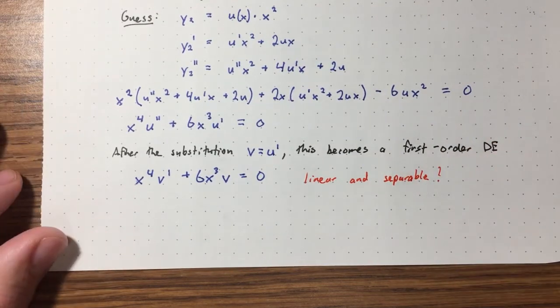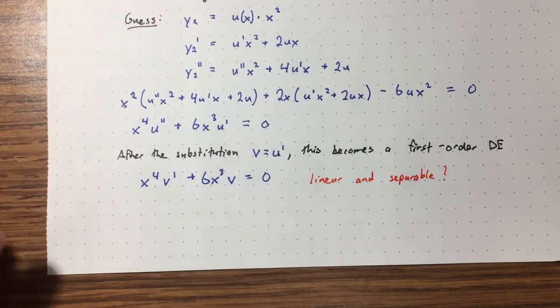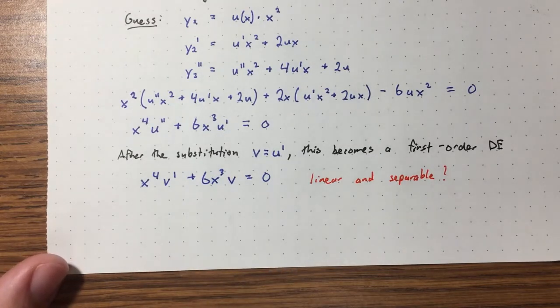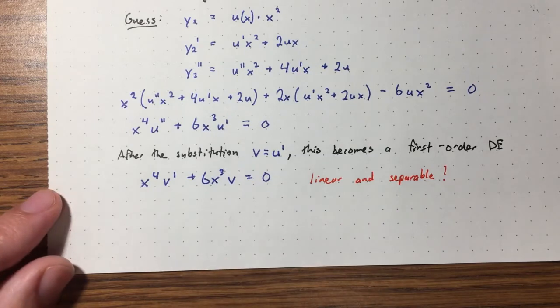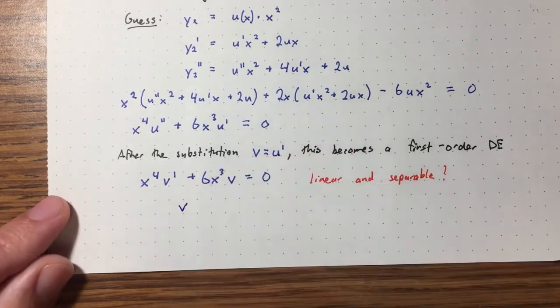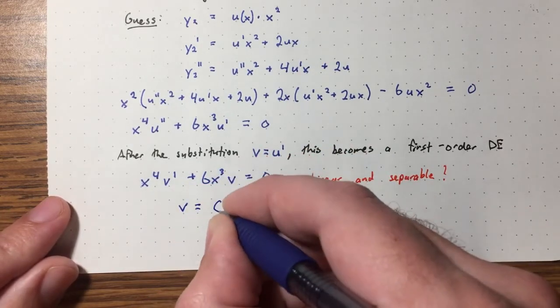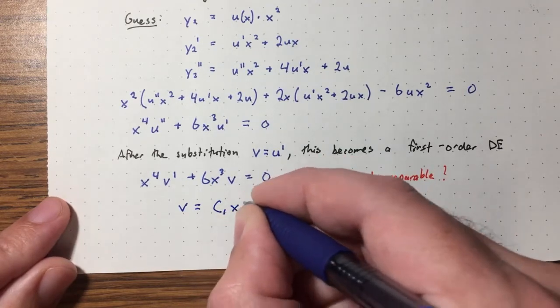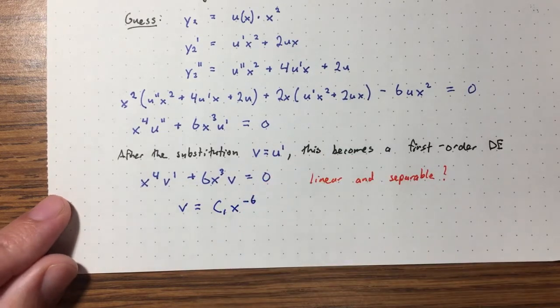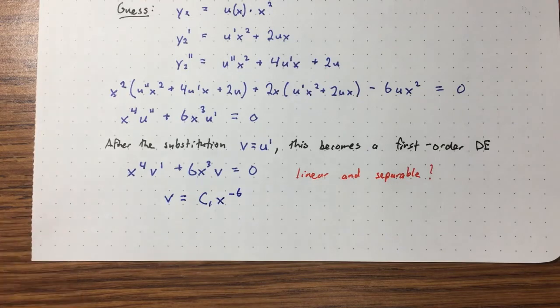I already worked out the solution to this, but if you'd like, you can pause the video and try to solve this one. See if you remember how to solve first order differential equations. The solution ends up being C1 times x to the negative 6. I'm putting C1 because I know there's going to be a C2 that comes up at some point.